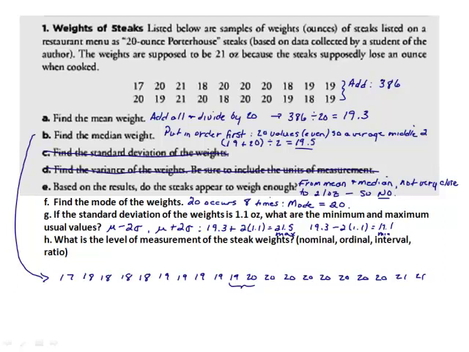Now finally, what's the level of measurement of the steak weights? This would be ratio, because again there's a natural zero starting point. If one steak weighed, say, 10 ounces and another steak weighed 20 ounces, then it would have meaning to divide the 20 by the 10 and get 2. That would mean that the heavier steak weighed twice as much as the lighter steak. So this is the ratio level of measurement.